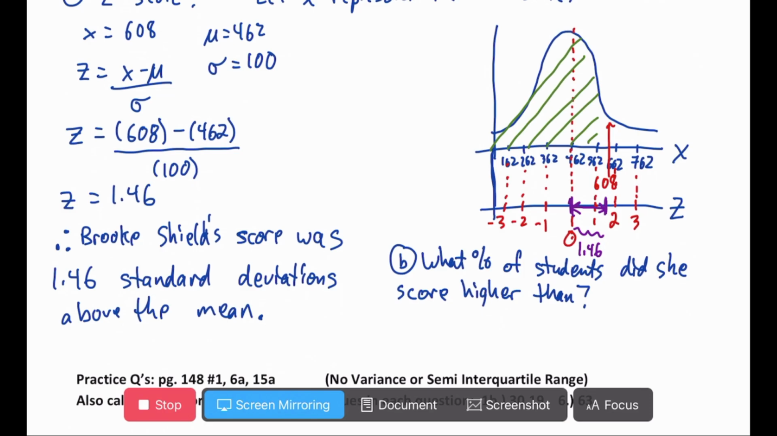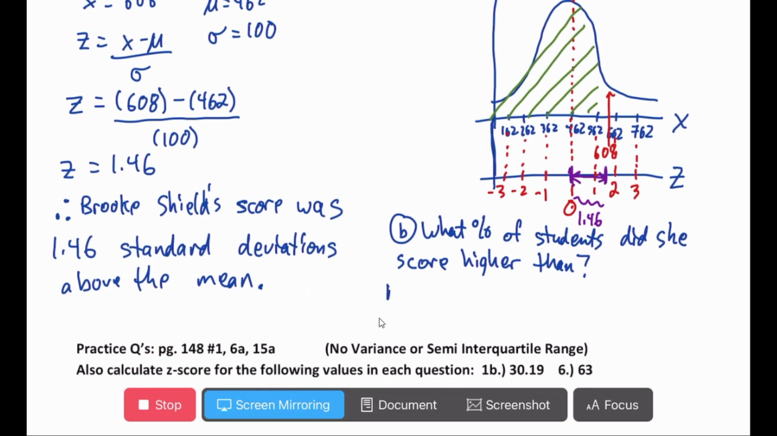And you might think, area under the curve, we solve that using calculus. Well, we don't actually have to do calculus here. Instead, we're going to use the z-score to determine the probability, or what percent of students, I should say, did she score higher than. And so we want to know what is the probability of a score being, sorry, of a score being less than 608.